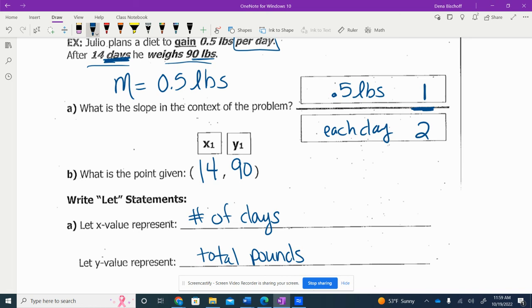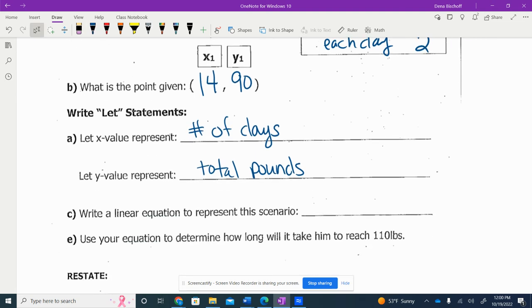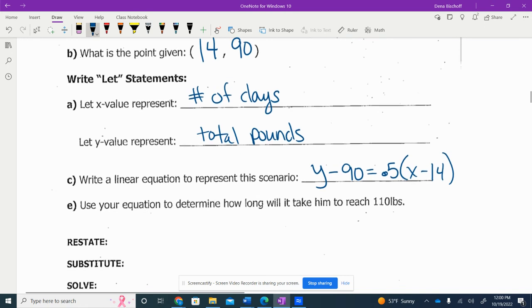So if we know our slope and we know a point, can we write an equation? What is it? Y minus 90 equals 0.5 distributed to x minus 14. Awesome. Okay. So I really don't have to manipulate this equation. It says use your equation to determine how long it will take him to reach 110 pounds.